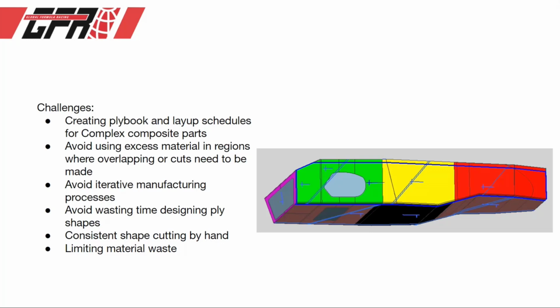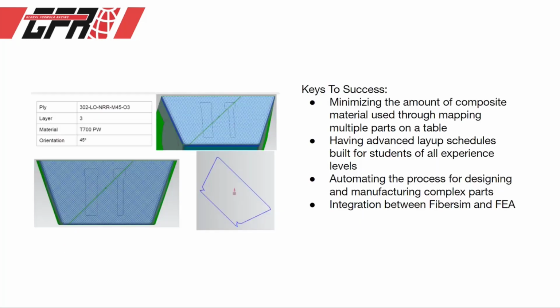Fortunately, we have a CNC ply cutter that accurately and quickly cuts plies from flat patterns that are exported from FiberSim. This greatly reduced man hours and material waste. Siemens FiberSim is one of the most useful keys to the team's success. FiberSim helps us minimize the amount of carbon scrap made when cutting plies, in turn saving weight, money, and manufacturing time, which are of the highest value to us.